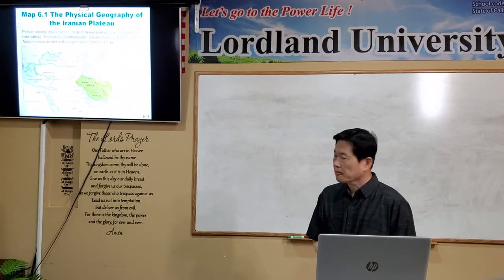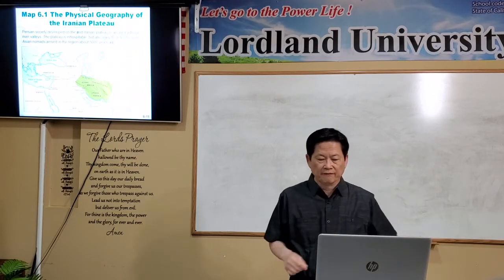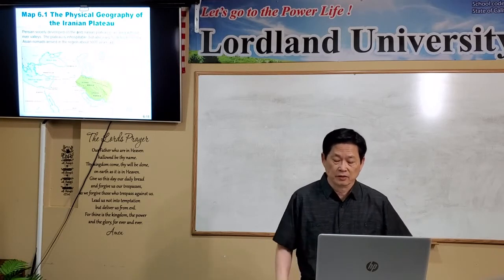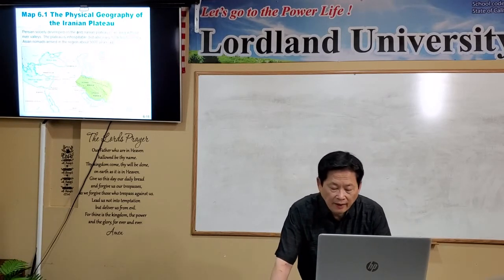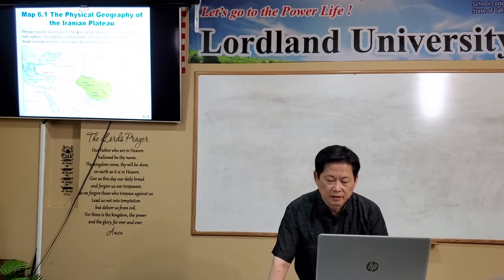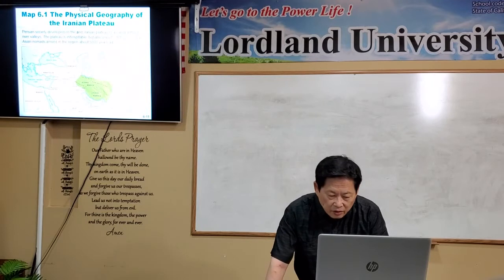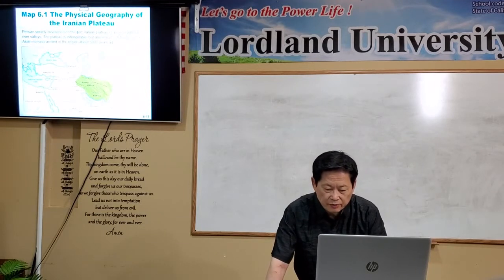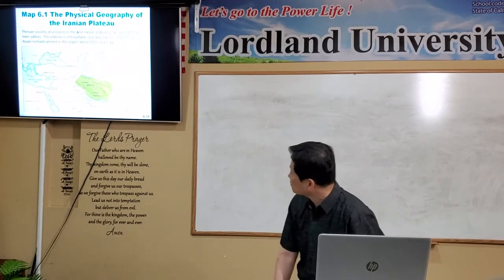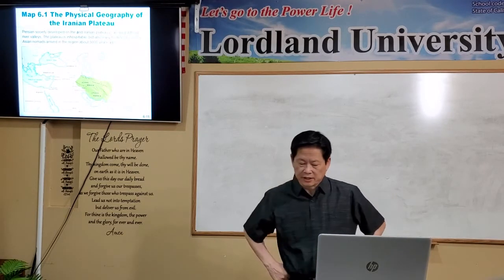This map shows the physical geography of the Iranian plateau. The green color area represents the Persian Empire. Media lived in the northern part of the Iranian plateau, and Persia lived in the southern part. Persepolis is the capital city of the Persian kingdom.